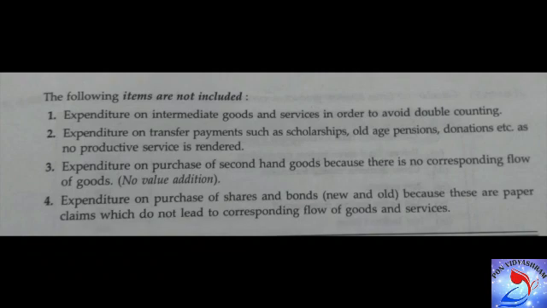Now we will see the items which are not included for calculating national income under the expenditure method. The first one is expenditure on intermediate goods and services. We should not add this in order to avoid double counting. Second, expenditure on transfer payments such as scholarships, old age pensions, donations, because they are not giving any productive services, so we should not add this. Third is expenditure on purchase of second-hand goods, because there is no corresponding flow of goods, that is, there is no value addition. The last one is expenditure on purchase of shares and bonds, because these are paper claims which do not lead to a corresponding flow of goods and services.